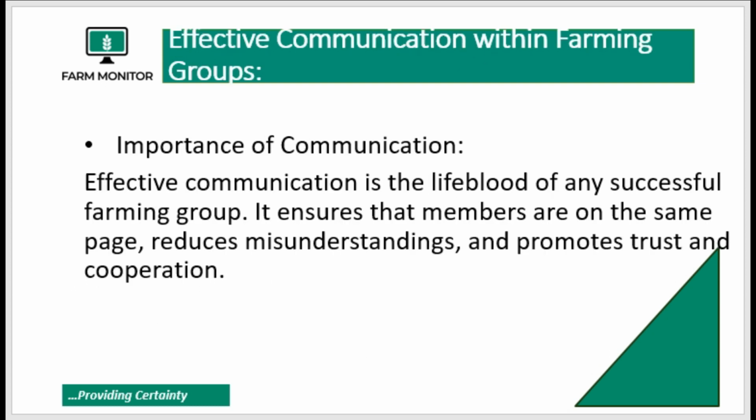Part of group dynamics is the issue of effective communication, and communication is very important. It is the lifeblood of any successful group, including farming groups. It ensures that members are on the same page, it reduces misunderstanding, it promotes trust, and of course, there will be greater cooperation with better communication.